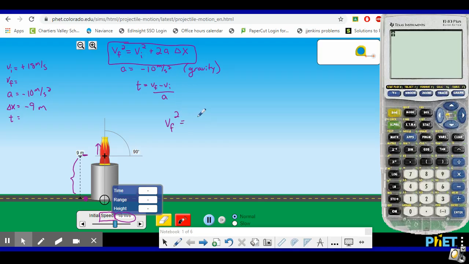I know the initial velocity, it's positive 18. I know the acceleration is due to gravity, so it's -10. And I also know the displacement, which is -9. And I'm going to go ahead and throw this into a calculator. Let's take 18 squared.